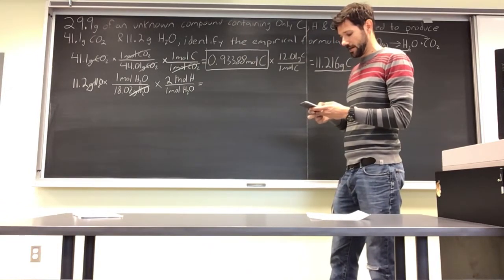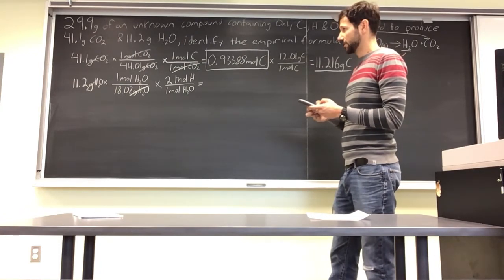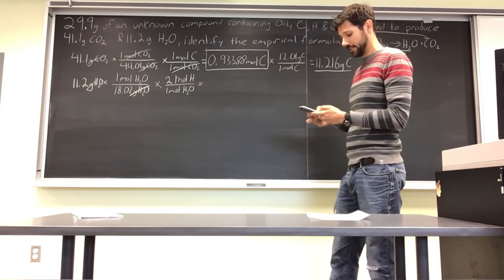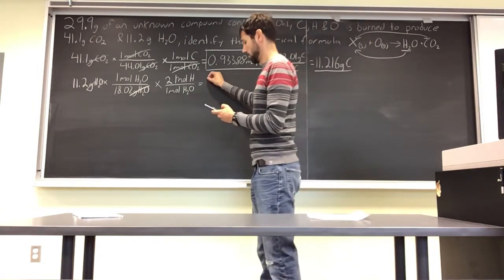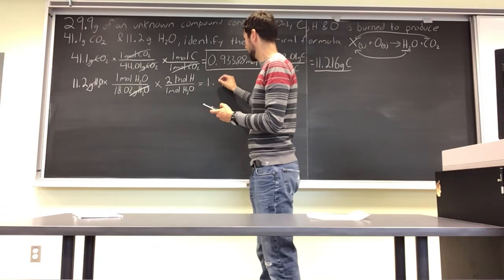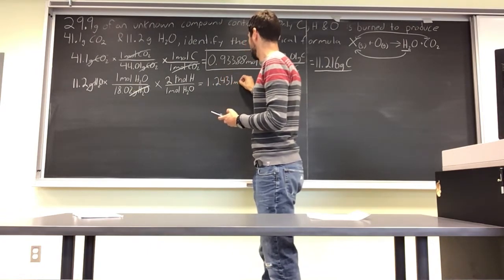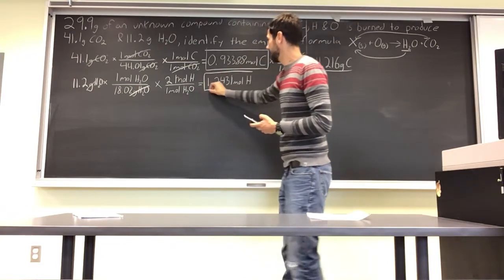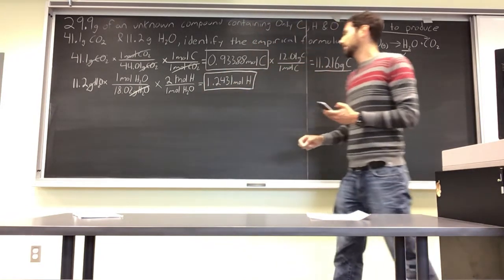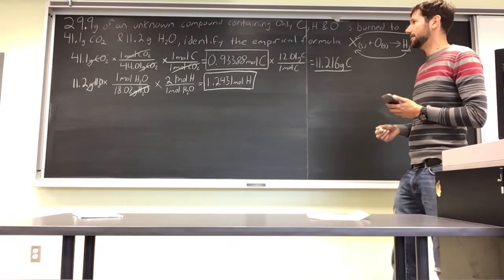11.2 divided by 18.02 equals 0.62153, but this time multiplied by 2 over 1. So equals 1.2431, and this is moles hydrogen. And again, I'm going to keep this number in mind for figuring out the empirical formula, but to figure out oxygen, I need the grams of each.